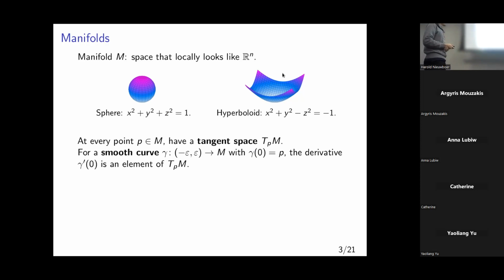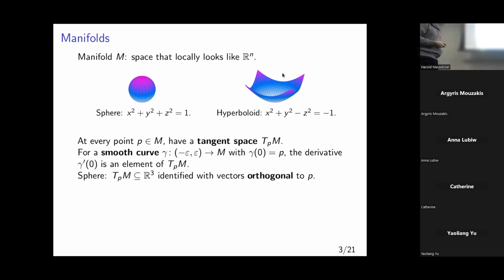The elements of this thing are a little bit hard to define. It's not easy to get a canonical construction of this thing. But the upshot is that whenever I have a smooth curve passing through my point, then the derivative at time 0 should exactly be an element of this tangent space. So it really is the directions I can move.